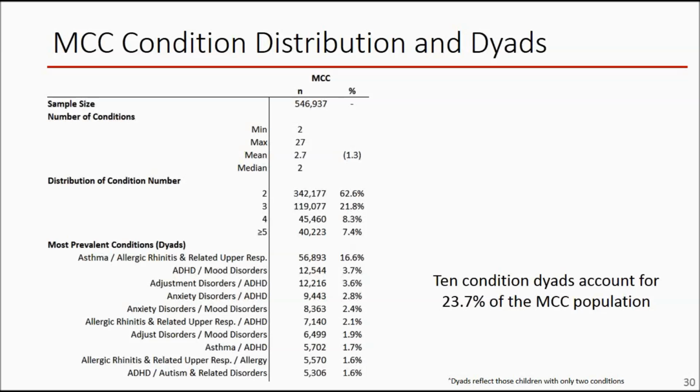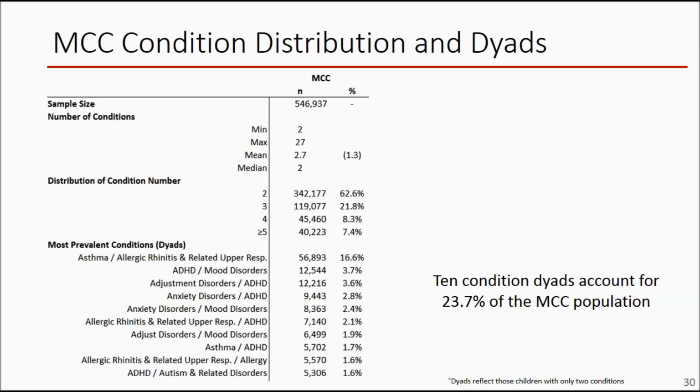As far as the distribution of number of conditions, this is looking within the MCC cohort. Minimum is 2, maximum was 27. This is highly, highly skewed. That's why the median's in here too. The mean was about 2.7 conditions. But as far as distribution, about 63% had 2 conditions only, 22% had 3, 8% had 4, and about 7.4% had 5 or more chronic conditions. So about 40,000 kids.